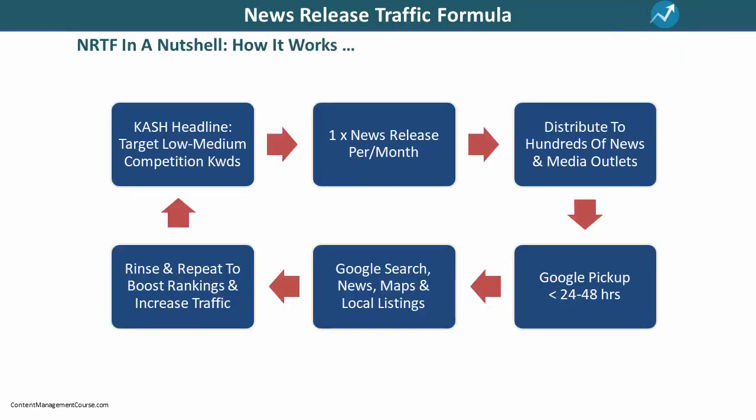Let's quickly recap how the news release traffic formula works. First, you create a news release targeting low to medium competition keywords in your headline using the KASH method. You do this once a month, and get your news release distributed to hundreds of trusted news and media outlets. Google will then hopefully pick up and index your news release in 24 to 48 hours or less.